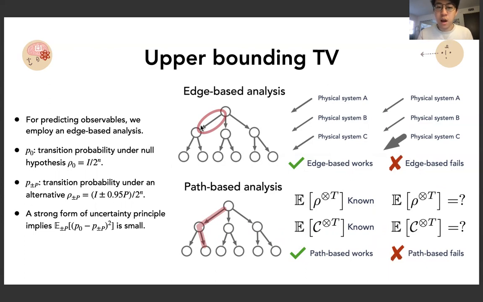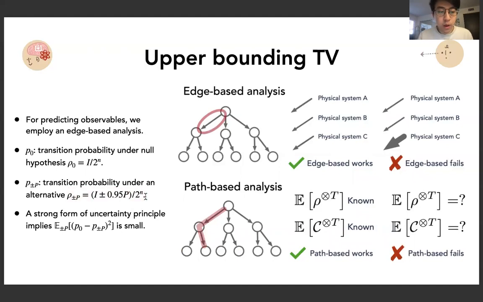In such a case, edge-based analysis would work properly in providing a good lower bound and actually a good upper bound of total variation. On the other hand, if for some specific physical system it's much greater, then the edge-based analysis could potentially fail. In particular, for predicting these observables, we would employ this edge-based analysis. Particularly, we would consider the transition probability, that is the probability of taking this edge when it's the null hypothesis versus when it's some alternative.